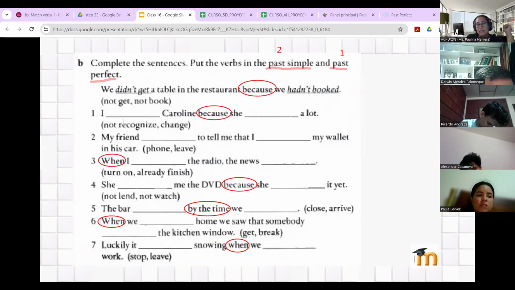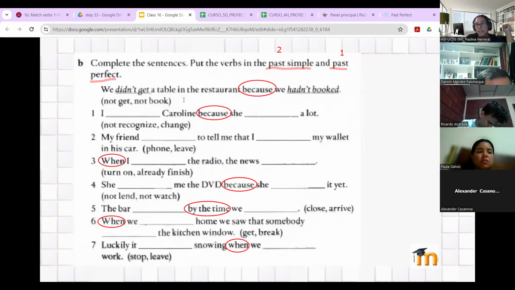So in this sentence, the thing that happened first is that Caroline changed. And because she changed, later I could not recognize her. So the thing that happened first, change, will go in past perfect. How do we make the past perfect? Had and the verb in past participle. Change is a regular verb, so I'm going to put change. That's what happened first. She had changed a lot.